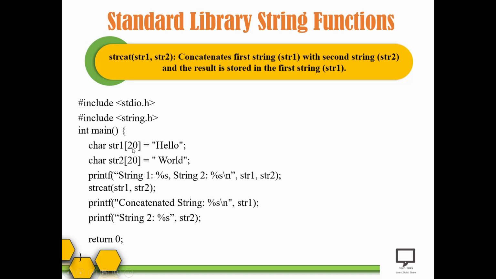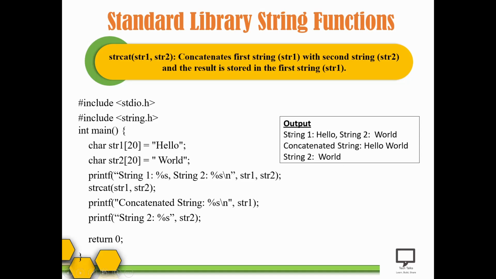Here you can see the program. The first string is holding the characters hello, the second string is holding the characters world. If we display both of them, it will display hello and world. After concatenation, str1 will be holding hello world, and str2 will be holding only the word world as it is, because there will not be any change in str2 or string 2. And then if we want to display the concatenated string, str1 will be holding hello world, and if we just display string 2, it is nothing but world only. Here you can see the output of whatever I have just explained.